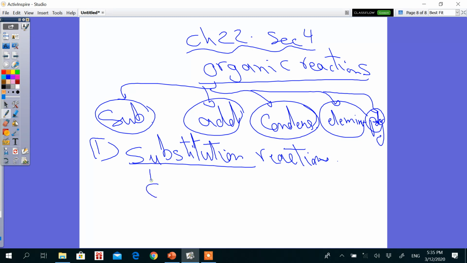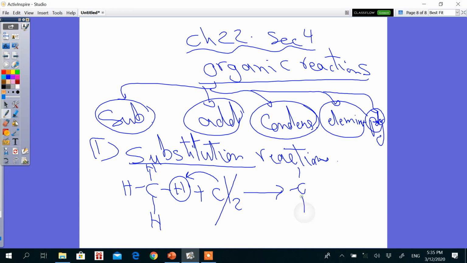If I have an example like that, like CH4, is a methane, and I have chlorine, Cl2 is my gas, Cl2 is chlorine gas. And the chlorine, when we supply energy to break down the bonds, can substitute hydrogen and produce CH3Cl plus HCl. That's a substitution, because one chlorine substitutes instead of one hydrogen. So it is a substitution reaction.